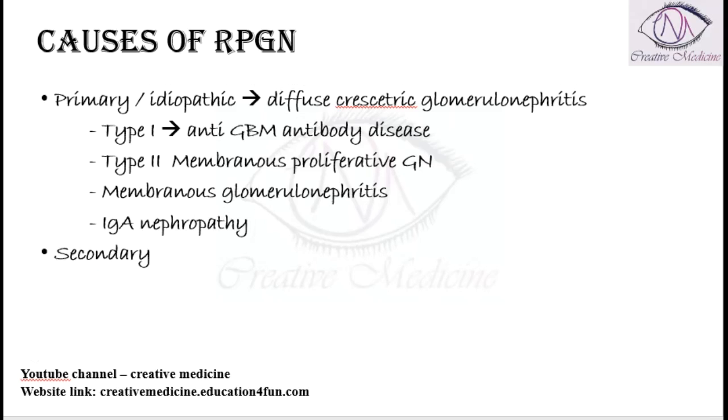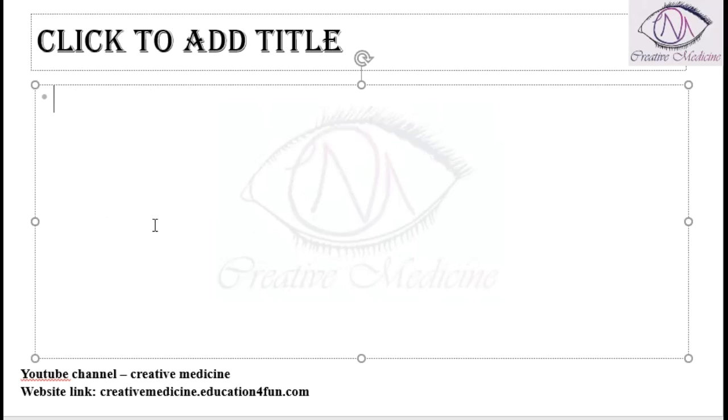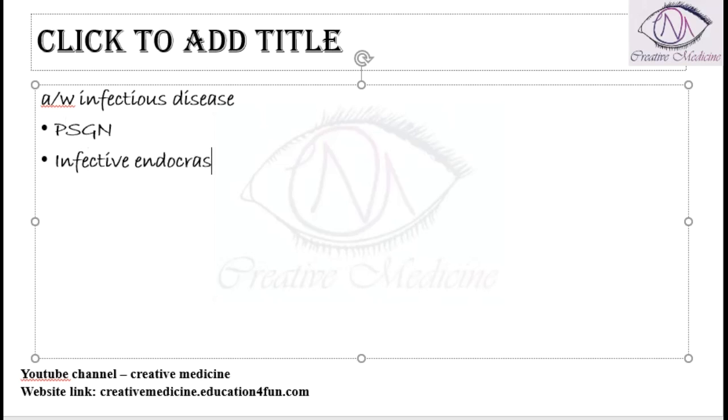Then if you see the secondary causes, sometimes rapidly progressive glomerulonephritis is associated with infectious diseases. In the infectious diseases, it is associated with post-streptococcal glomerulonephritis or infective endocarditis, and then it is associated with hepatitis B.